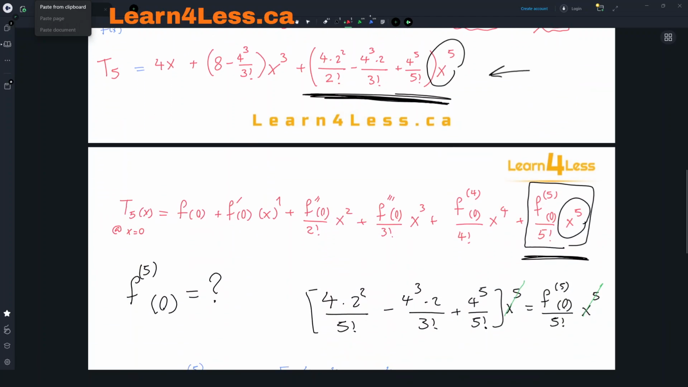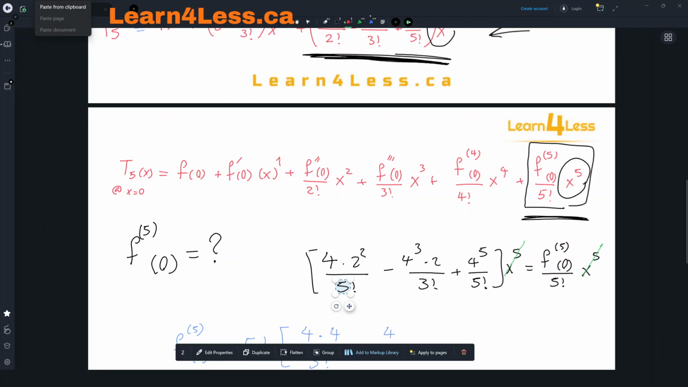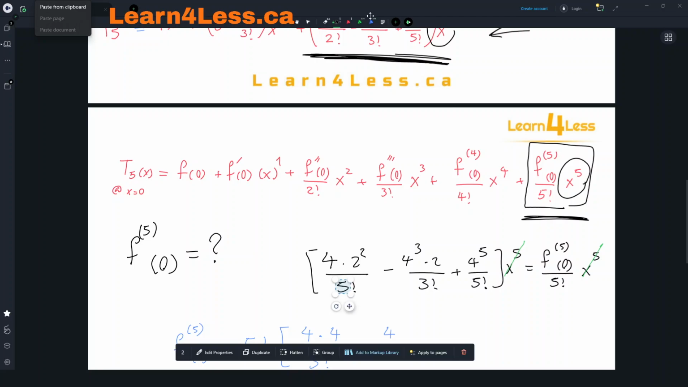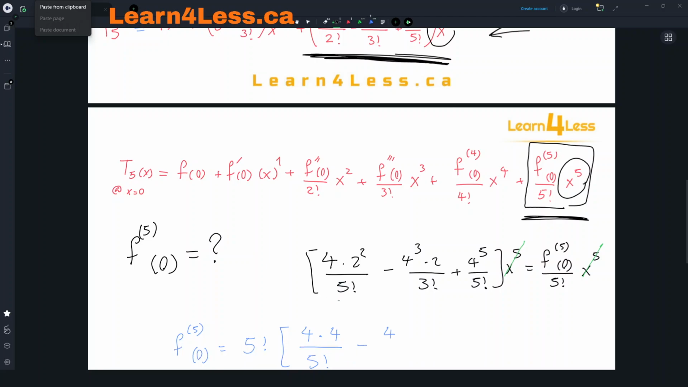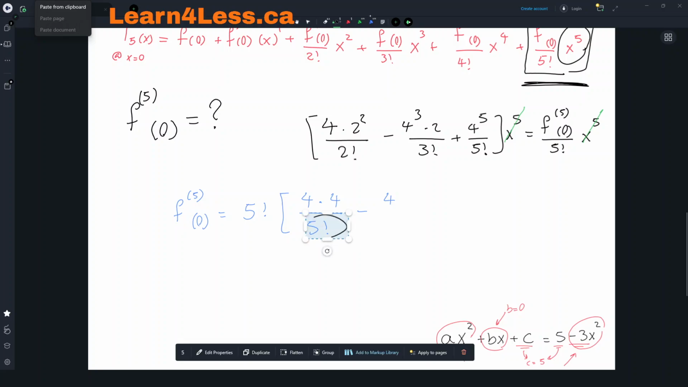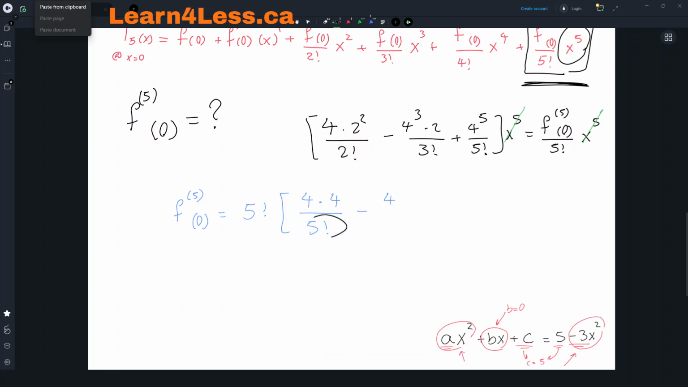So this one should also be 2 factorial. And this one also should be, oh, okay. This also should be 2 factorial. Okay. And you know, 2 factorial is just 2.